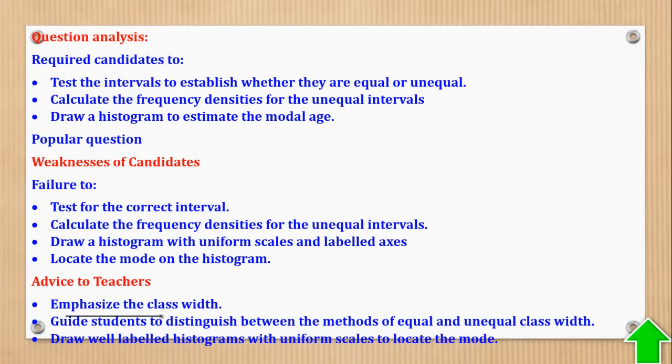Then advice: emphasize the class units. So for a histogram, when class units are equal, it is frequency against class boundary. But when they are unequal, it is frequency density against class boundary. So guide students to distinguish between the method for equal and unequal. That's what I've just said. Then draw histograms with uniform scales.